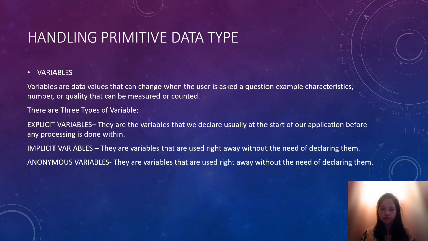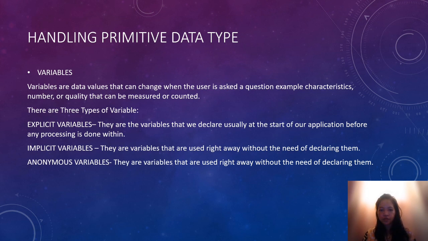Handling primitive data type variables. Variables are data values that can change when the user is asked a question. Example, a characteristic, number, or quality that can be measured or counted.